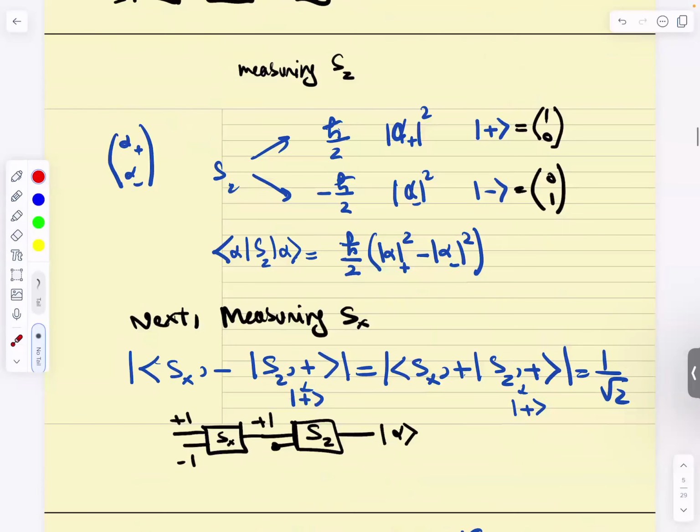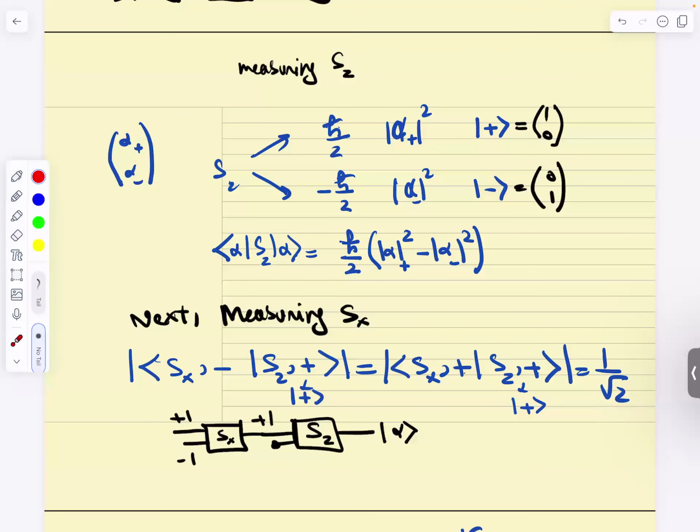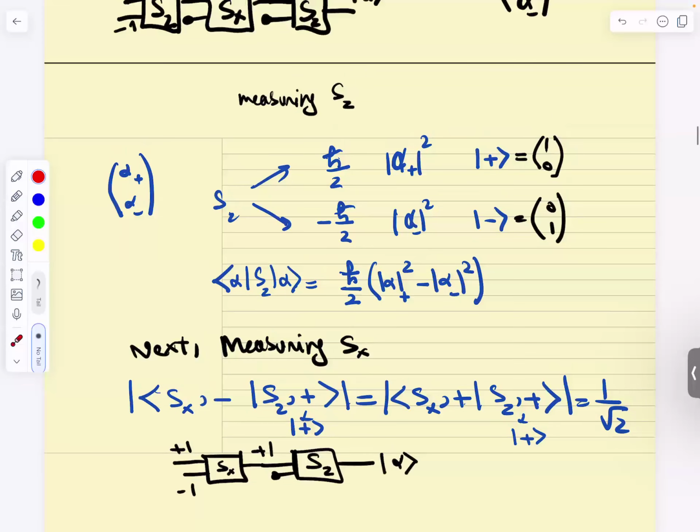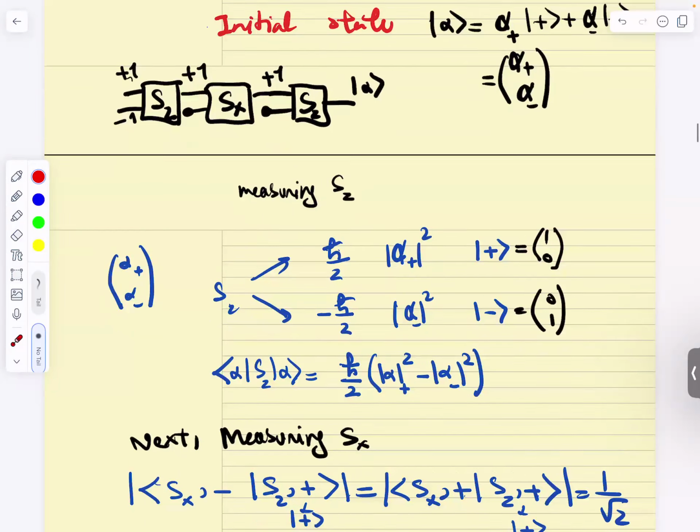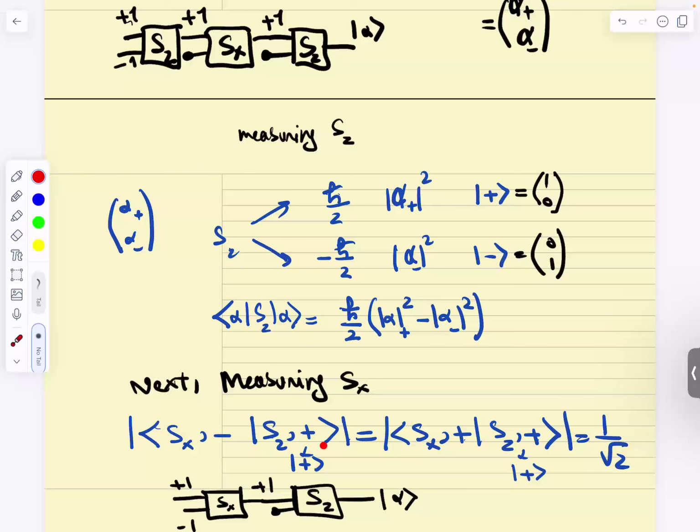Next, we measure S of X. If you recall, I said I'm just going to discard the minus h bar over 2 possibility and keep this ket, the states in this, then measure S of X. This is what it means. So I'm going to take as my input S of Z plus, and try to measure S of X.